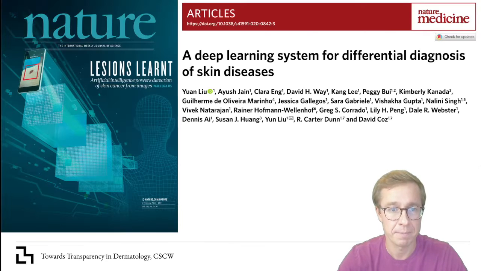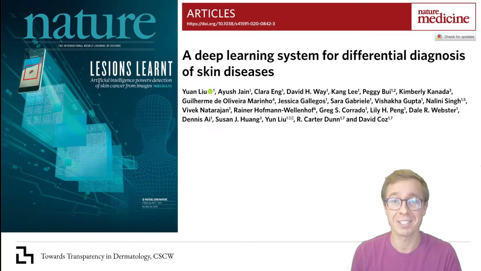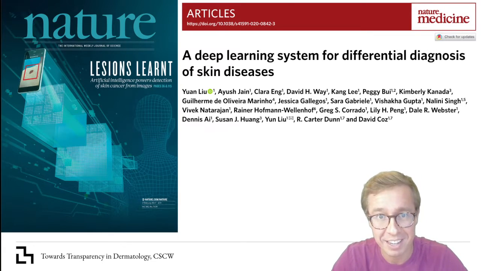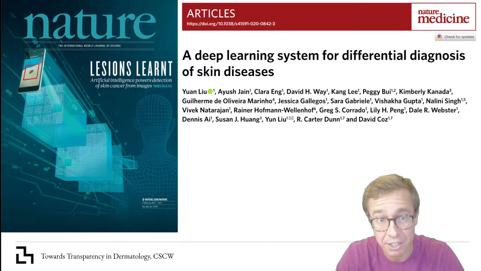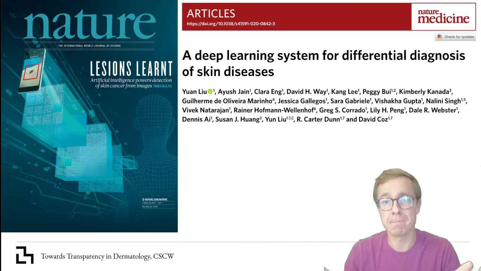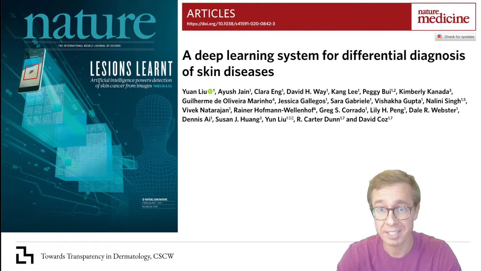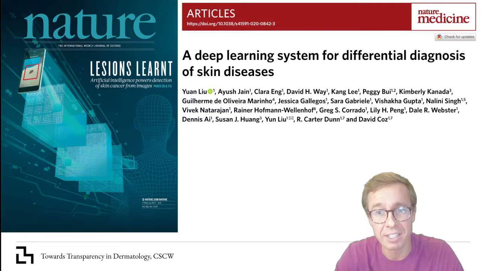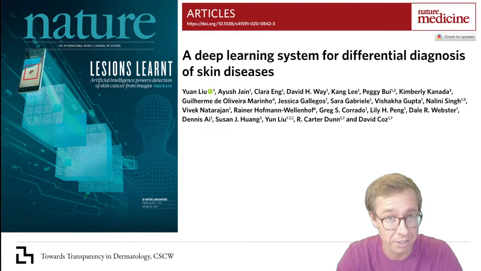So let's get started. AI systems hold promise for aiding healthcare professionals in clinical diagnosis tasks. For example, in a paper published in 2017 in Nature, researchers showed that convolutional neural networks in a very, very specific setting can classify skin lesions as benign or malignant at similar rates to board-certified dermatologists.